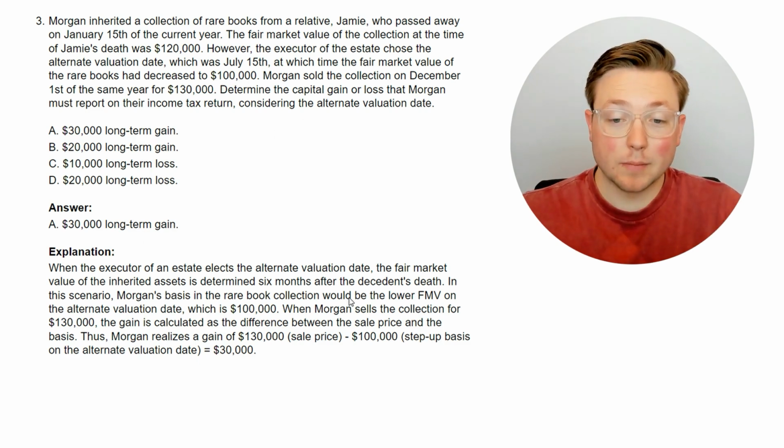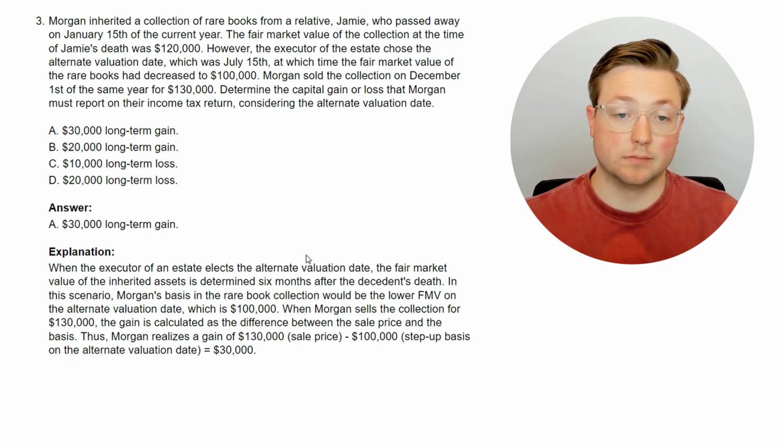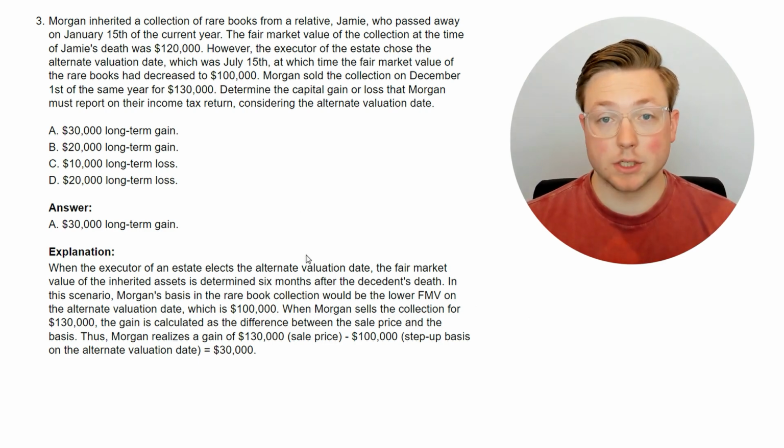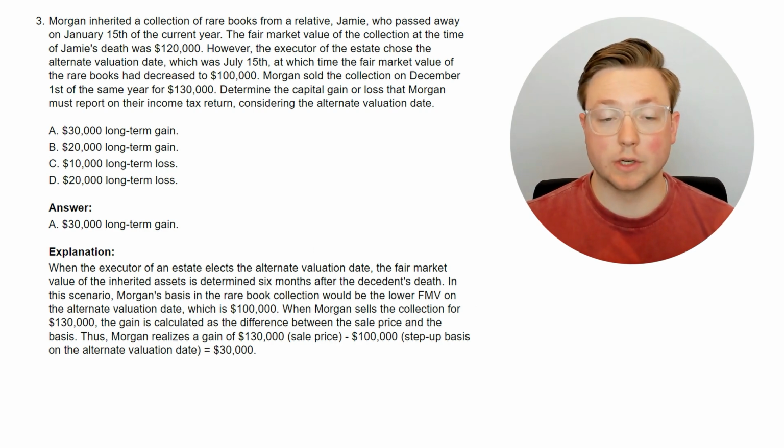We don't even really need to read much of the explanation. We could glance over it real quick. When the executor of an estate elects the alternate valuation date, the asset is valued 6 months after the decedent's death. Morgan's basis in the rare book collection would be the lower fair market value. All right, so again, pretty easy, not much difficulty in this topic specifically. Let's go ahead and go to the next question.